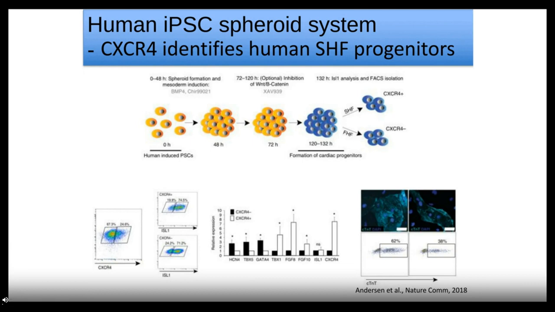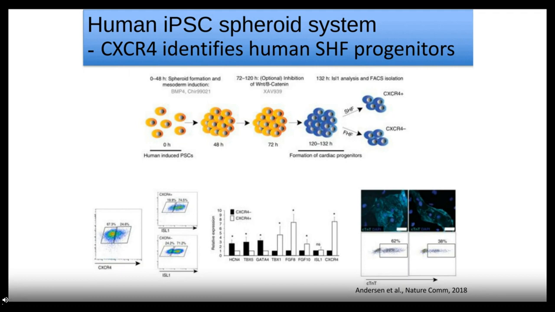And at the right stage, which is about five and a half days after we start the protocol, we try to see whether there is a difference in CXCR4 expression. As you can see on the scatter plot in the lower left, there actually is a population that expresses CXCR4 and a population that doesn't. When we sort these two populations, you can see that both of them are very cardiogenic, which is expected as it is a cardiogenic protocol.